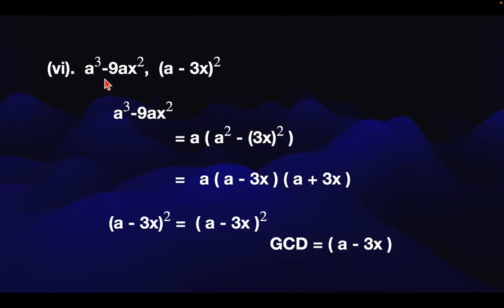Okay, sixth sum. So here are the two polynomials. First factorize it, take out a common. You are left with a square minus 9x square. Write 9x square as 3x the whole square. Now factorize this, you get a minus 3x and a plus 3x. Leave a as it is here outside. Okay. Now take the next polynomial. You cannot factorize this further. Leave it as it is.